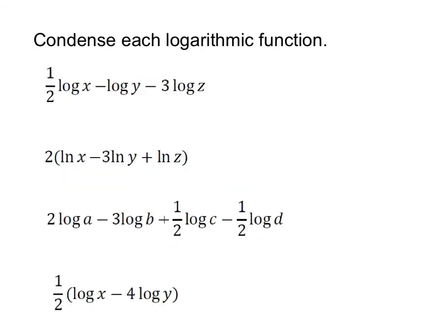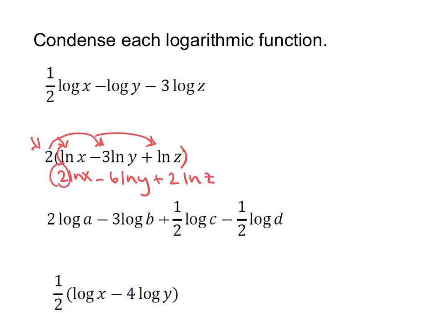Just a couple of more problems here. I'm going to look at the second one. You have to get rid of these parentheses first. These parentheses are necessary. This is going to multiply every term here by 2. So this is going to be a 2 natural log x minus a 6 natural log y plus a 2 natural log z. And then we can put them as powers by doing that power rule, because all these are going to act as powers.